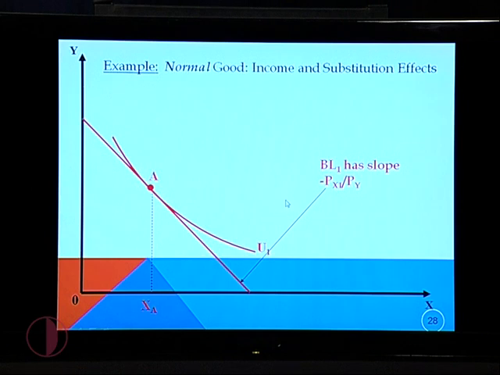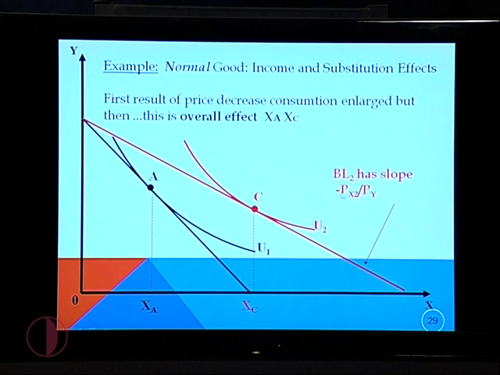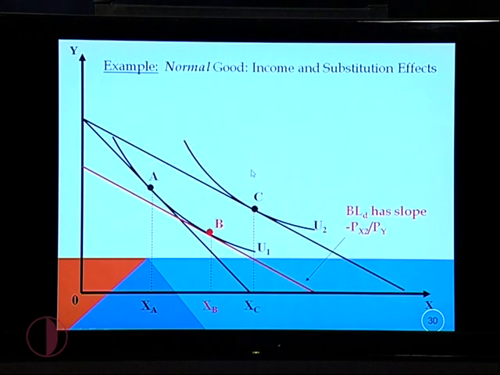The slope is negative, of course, px1 over py. As a result of this, when the price changes, it is expected that xc is expanded and enlarged. This is an overall effect supposed to be expected. The first expectation is the change on the budget constant and, of course, utility. But this is neither the income nor the substitution effect. This is the overall effect of these changes.